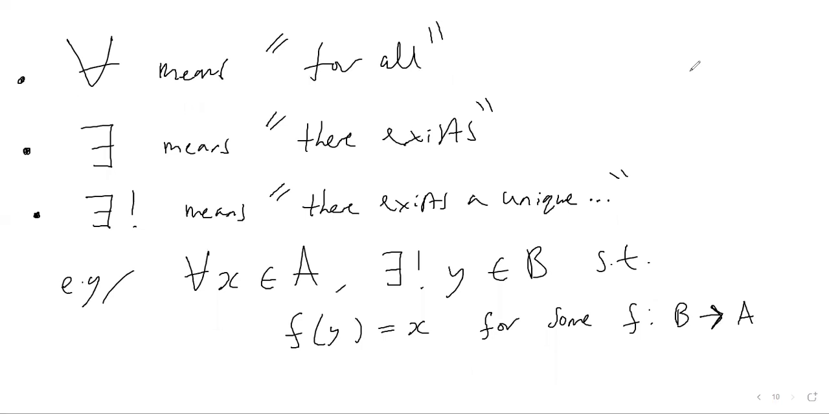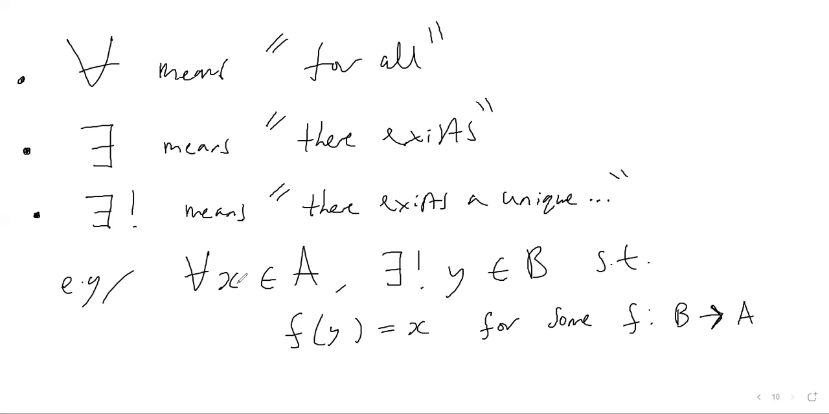And then finally, we've got these symbols here. You don't really need to know these symbols for an A-level maths exam, but it's useful to know them. So this upside down A symbol just means for all. This reversed E symbol just means there exists. And this symbol with an exclamation mark next to it means there exists a unique blah, blah, blah.